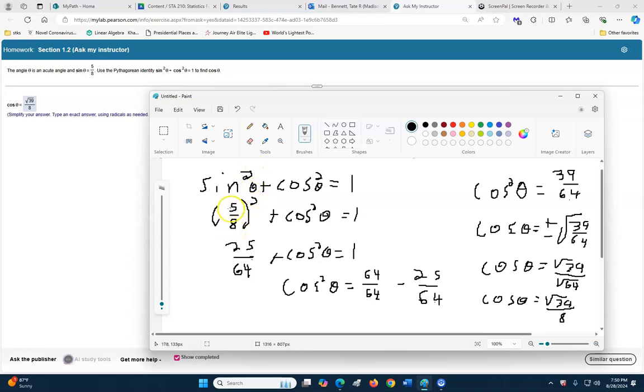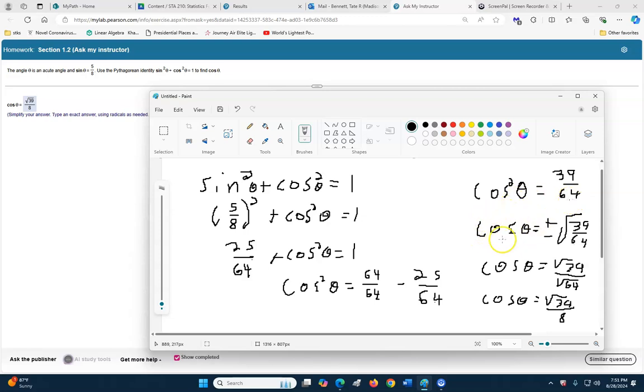We need to square that. 5/8 squared is 25/64. Then we need to subtract that from both sides. So I have this 1 minus 25/64. For the 1, I need to get a common denominator, so I change it to 64/64, which is the same as 1. Once I have a common denominator, I can subtract the numerators. And when I do that, I get 39/64. So you have cosine squared of theta equals 39/64.